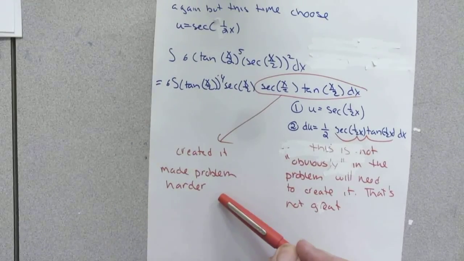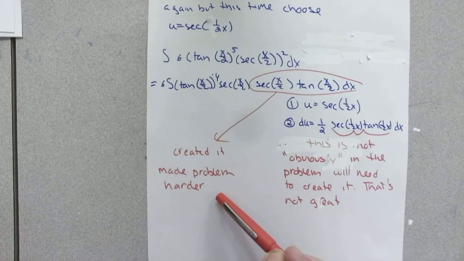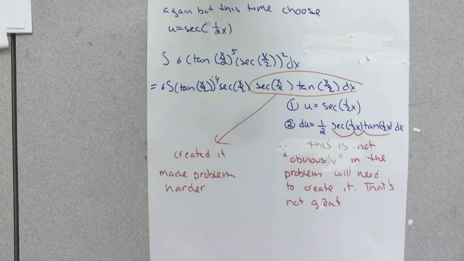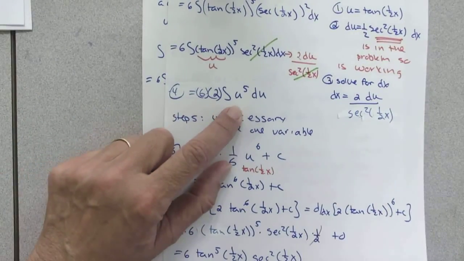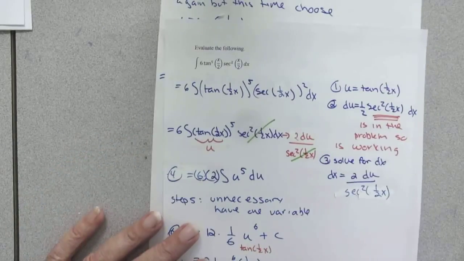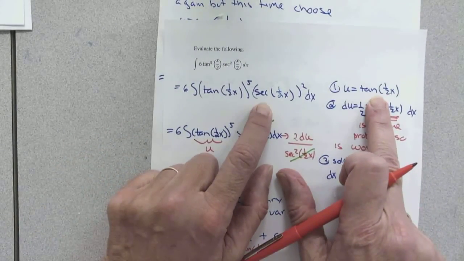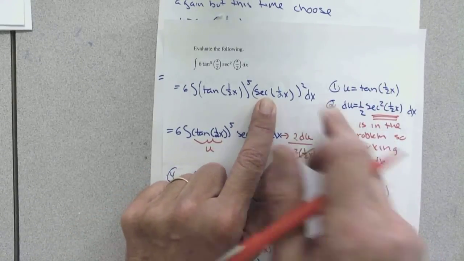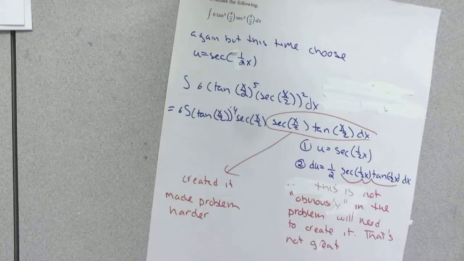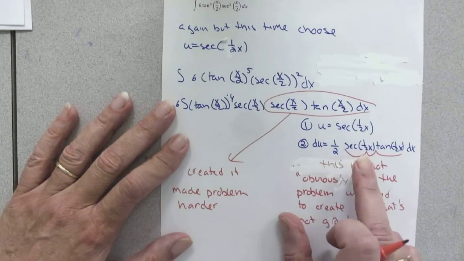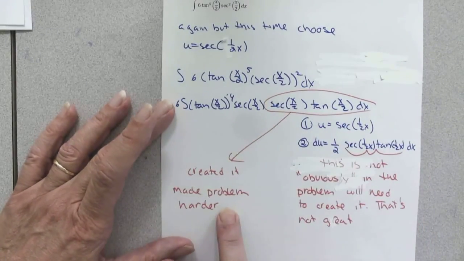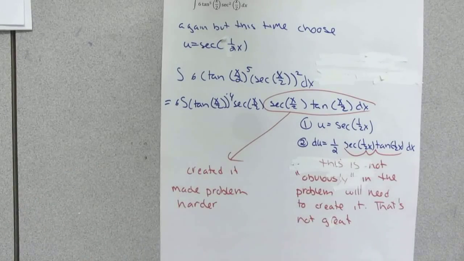And if you find yourself making the problem harder, that's opposite of what we want a U substitution to do. So this wasn't the best choice, as opposed to what we did here, which very easily turned the whole thing in U to the 5th. The derivative was obviously sitting in the problem. When I picked tangent, the derivative was secant squared, and secant squared was sitting there. I didn't have to create anything. Here, if I pick secant, the derivative was secant tangent, and I could create it, but it made the problem harder, and so that's not really the best choice.